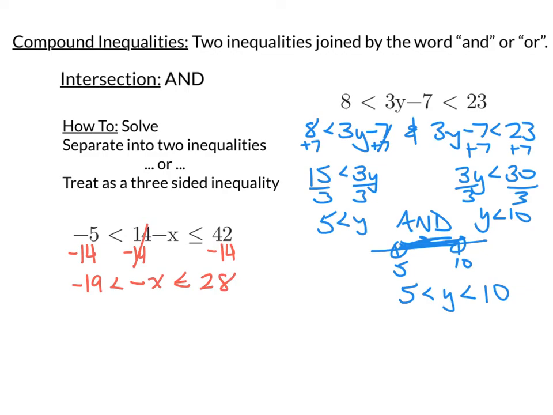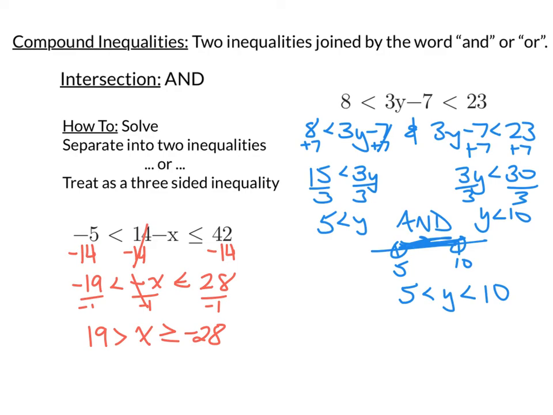Our last step is to get x alone, so we have to divide by negative 1. When we do that, we still have x in the middle. But remember that it's going to switch each of the inequalities. So negative 19 divided by negative 1 is now 19. Our less than switches to greater than. Our less than or equal to switches to greater than or equal to. And 28 divided by negative 1 is negative 28.